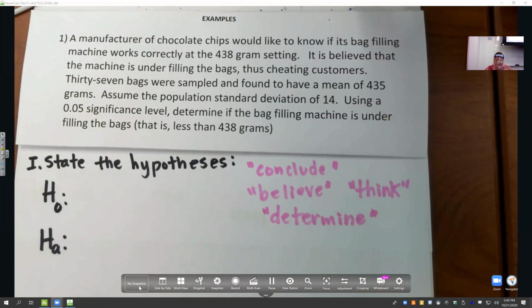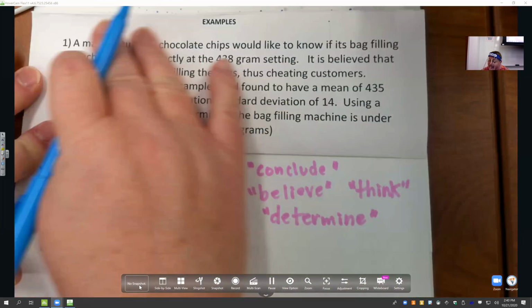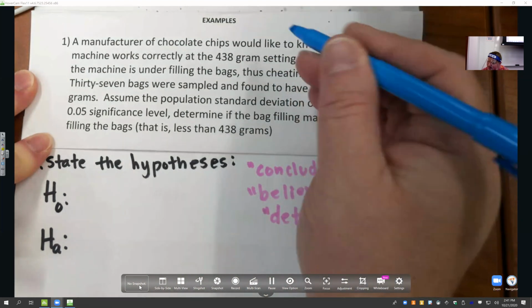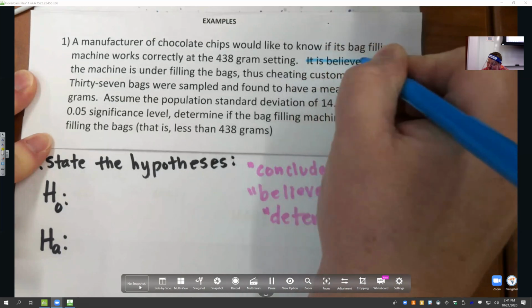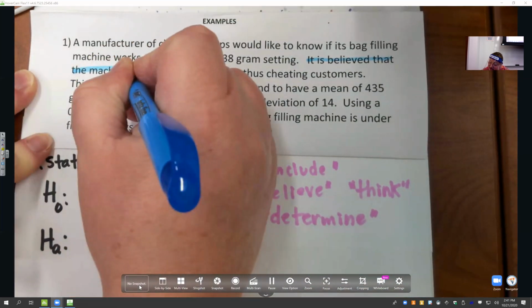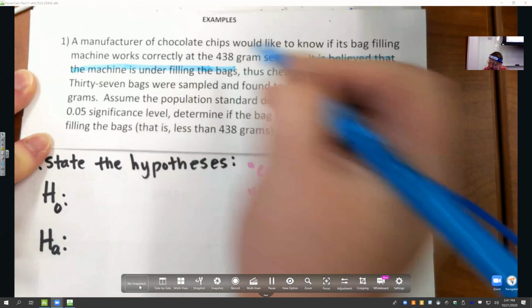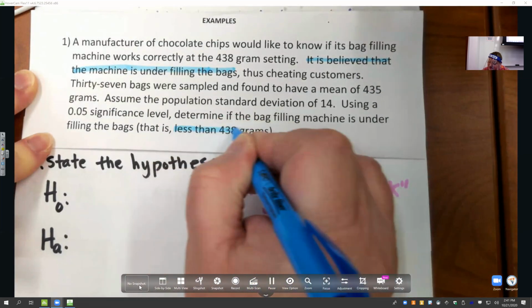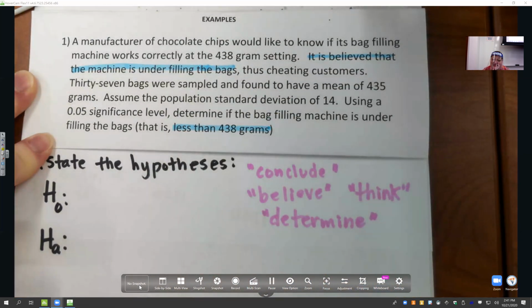And most times, again, remember these problems are kind of contrived. They're set up, written by Ms. Ralston. And so most times you'll find that hypothesis near the end. It's actually in this particular paragraph twice, because it says, it is believed that the machine is underfilling the bags. And then in the last sentence, it defines underfilling means it's putting less than 438 grams.